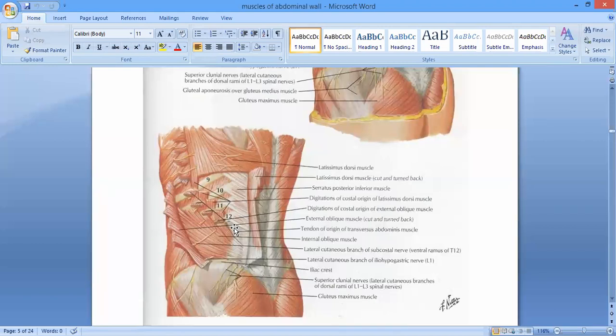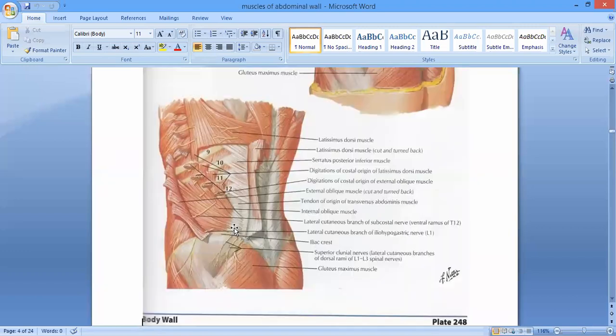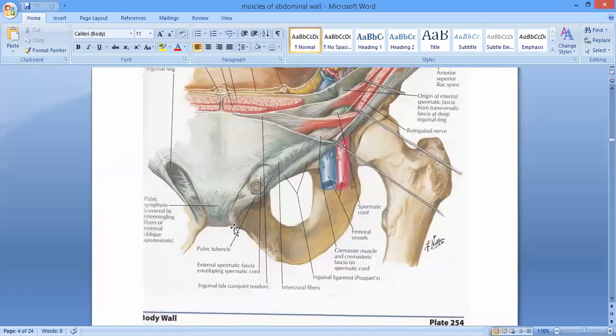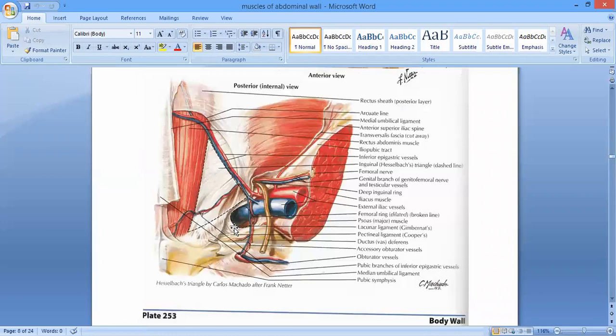Insertion again. When the fibers turn anteriorly and medially, they form the aponeurosis, and via the aponeurosis they insert into the xiphoid process and linea alba, okay.